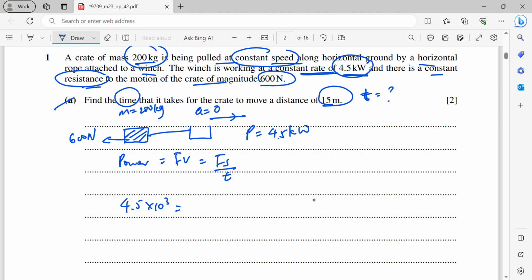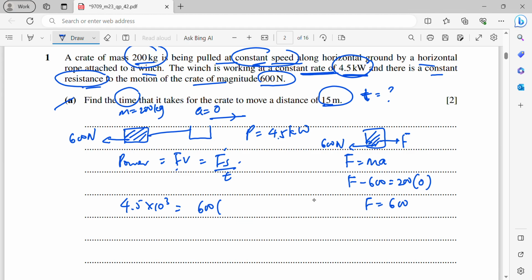Now, to get the F or the driving force, what I need to do is refer to the crate with the F, or you can just write driving force, and then this is the 600 newton. Then according to F equals ma, Newton's second law, F minus 600 equals ma. So m is 200, the a is 0 because of the constant speed. Therefore, from here I know that F is 600. So I will be replacing the F over here by 600.